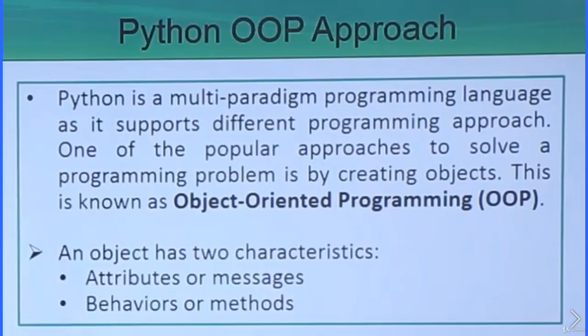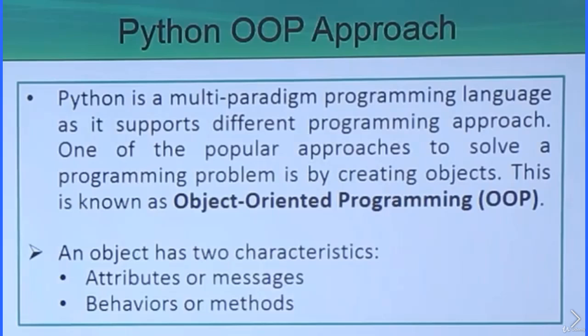So objects will be doing everything. So that's why you will be defining objects, and using objects we will be writing our code. And that's why Python is known as an object-oriented programming language. An object has two characteristics. The first one is the attributes or messages. That means what are the different values these attributes can hold, and behaviors or methods which will define what are the different permitted operations that we can carry out on these attributes and messages.